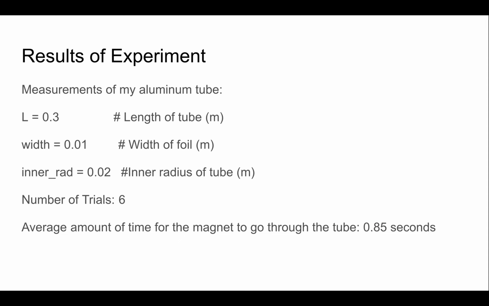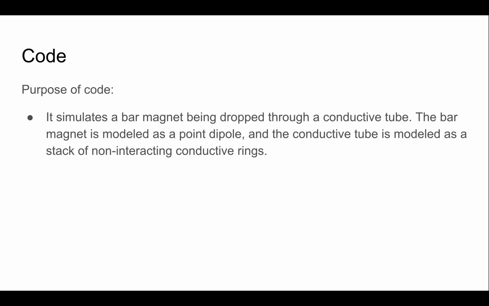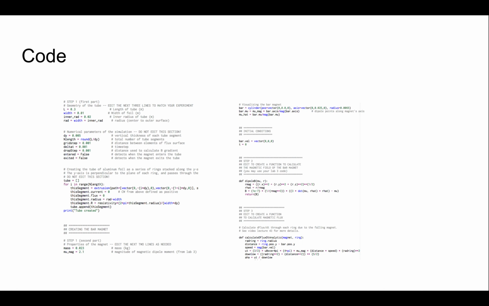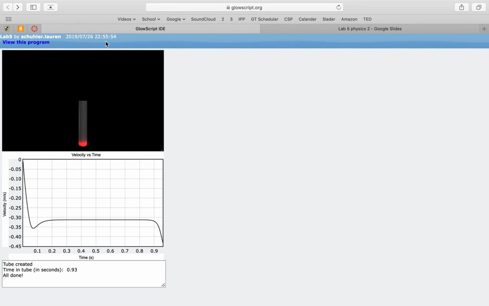So the results of my experiment: here are the measurements of my aluminum tube. I did 6 trials, and the average amount of time for the magnet to go through the tube was 0.85 seconds. So the purpose of the code is to simulate a bar magnet being dropped through a conductive tube. The bar magnet is modeled as a point dipole, and the conductive tube is modeled as a stack of non-interacting conductive rings.